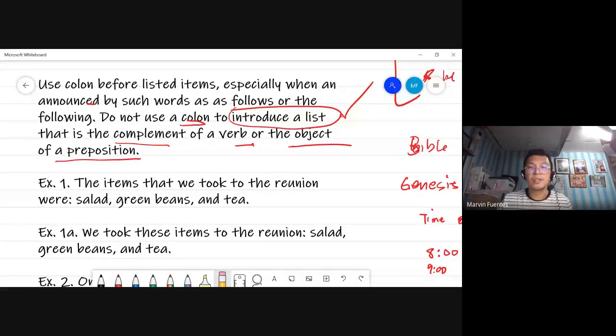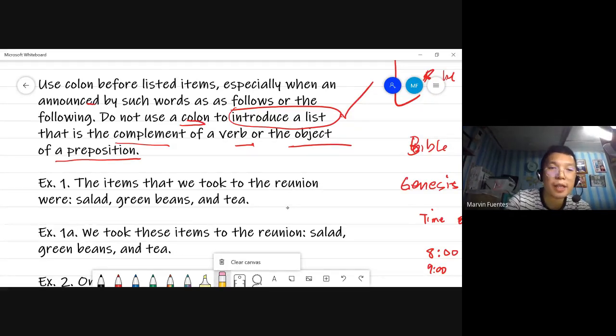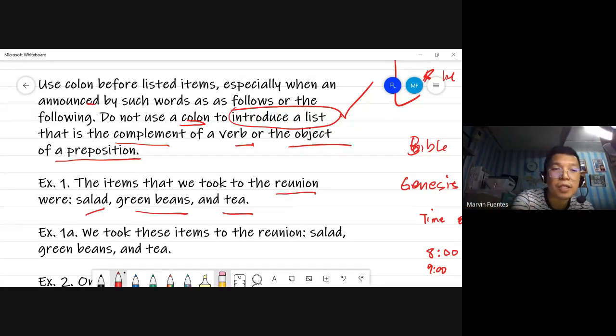Hinain, no, doon sa reunion nila. Okay. However, sabi niya, yung complement of the verb. Okay, as we all know, this reunion, one thing for sure, is the object, it is in an objective case. Ito yung pinag-uusapan natin, na meron daw salad, green beans, tea, dun sa reunion. So the verb here is where.